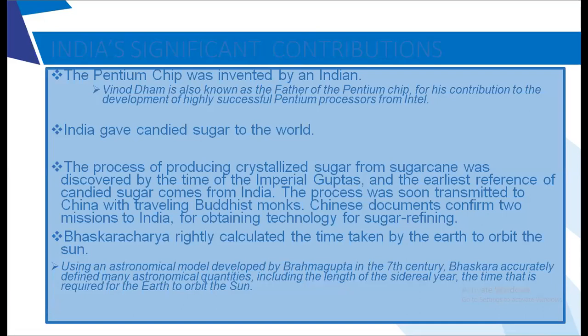Bhaskaracharya rightly calculated the time taken by the earth to orbit the sun. Using an astronomical model developed by Brahmagupta in the 7th century, Bhaskara accurately defined many astronomical quantities, including the length of the sidereal year, the time that is required for the earth to orbit the sun.